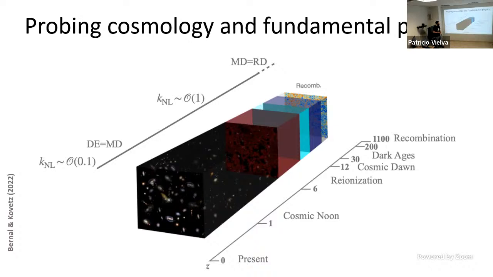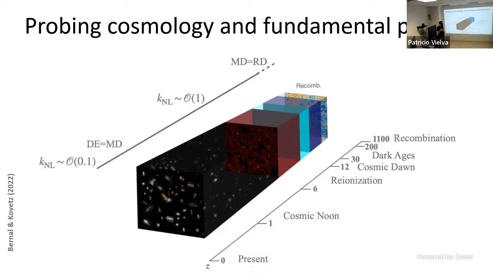Basically, this is our understanding of the evolution of the universe since the epoch of recombination, that is when the first hydrogen atoms form, and then after that, the photons travel basically unaffected to us. Before that we had the dark ages, where the universe is mostly neutral, and the only way to access that information is through the spin flip emission of the 21 centimeter radiation from neutral hydrogen.